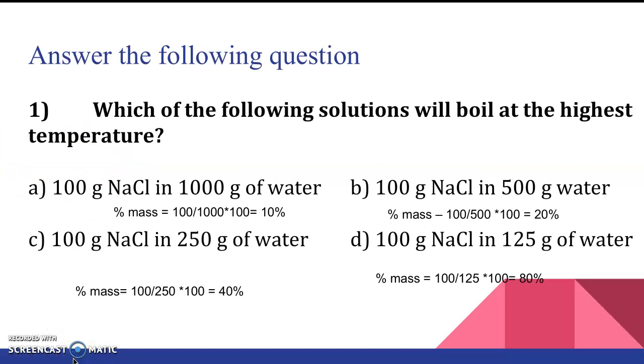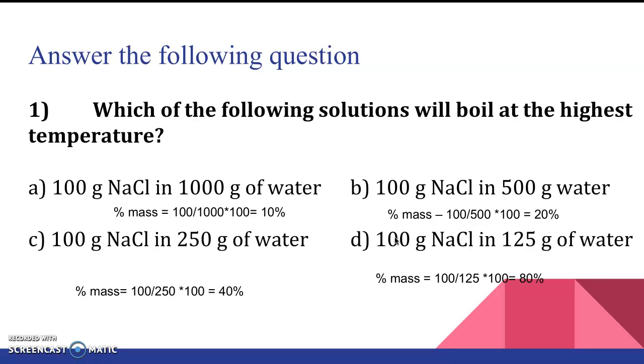This question is another typical question. It's a little harder than the last one. Which of the following solutions will boil at the highest temperature? So again, we're looking for the most ions in solution. As you can see, all of the answer choices are for sodium chloride, so we don't have to worry about counting ions this time. There's 100 grams of solute in each of these answers, so what we're looking for is the highest concentration.